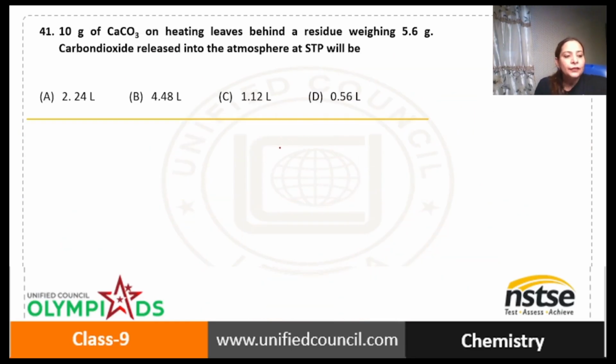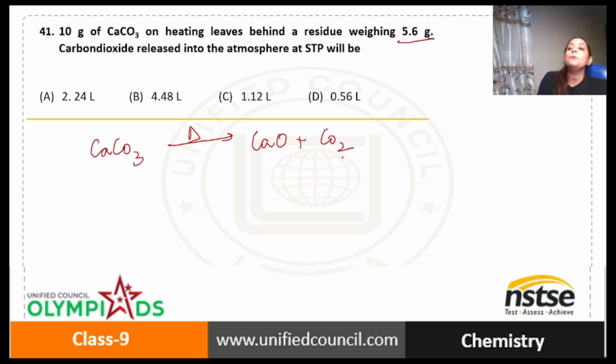Next question. 10 grams of CaCO3 on heating leaves behind a residue weighing 5.6 grams. So CaCO3 is being heated. What is CaCO3? Calcium carbonate, also called limestone or marble. So when you heat it, it gets decomposed. So basically we say it shows decomposition reaction, breaking down into calcium oxide and carbon dioxide. So when 10 grams of calcium carbonate were heated, it leaves behind a residue weighing 5.6 grams. Okay, residue left is 5.6 grams.